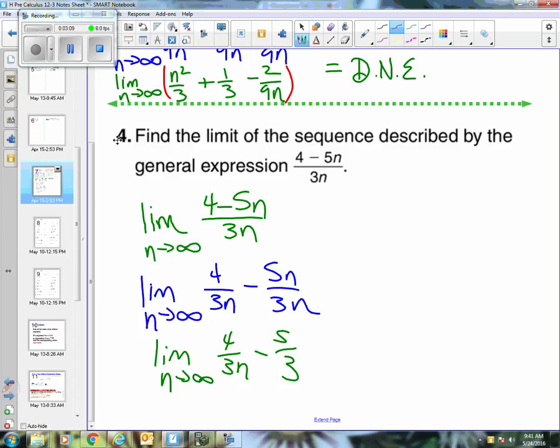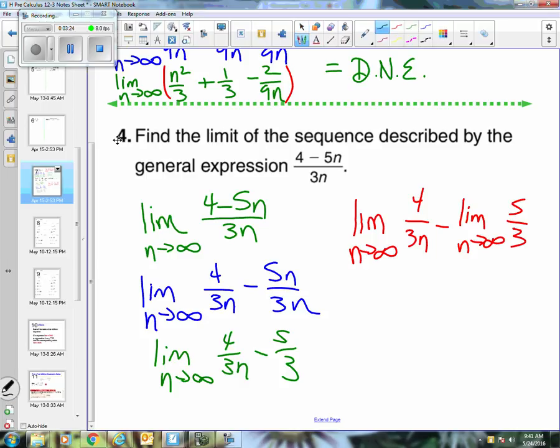And then really what I'm doing then is I'm writing this as separate limits and evaluating each one by itself. So the limit of 4 over 3n minus the limit as n approaches infinity of 5/3. All right, so what happens to 4 over 3n? Well, the n gets large, so the ratio goes to 0. And what happens to 5/3? Well, it's a constant, so it would go to negative 5/3.